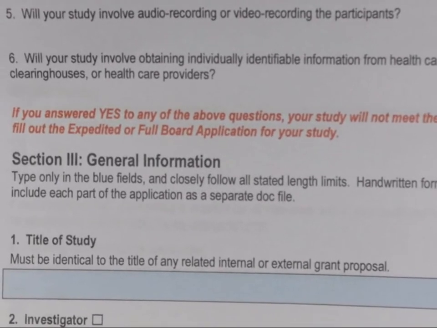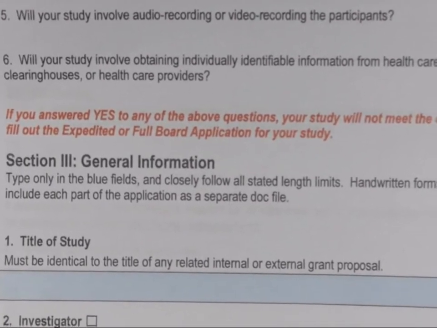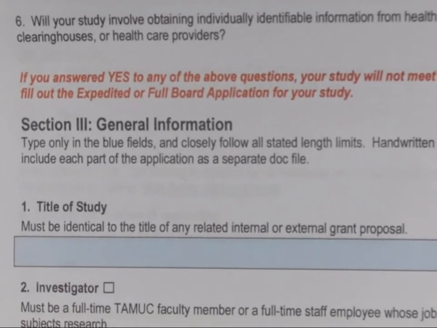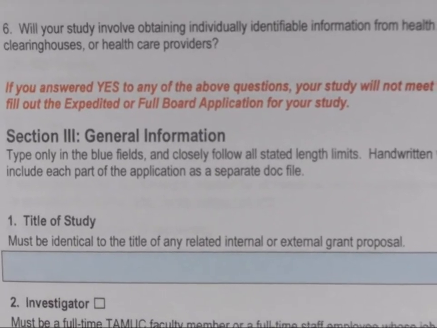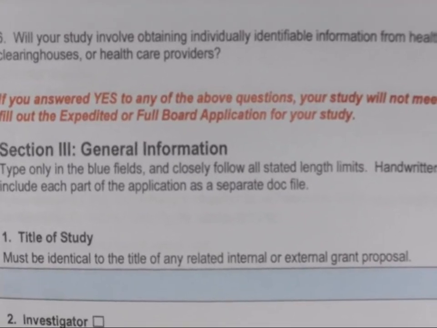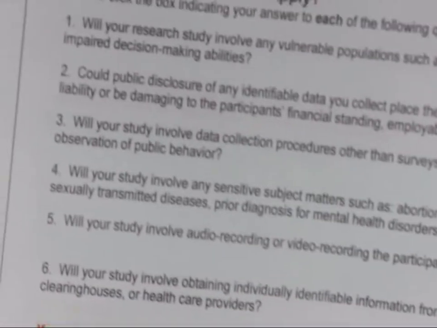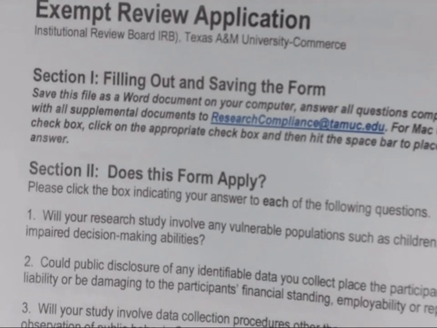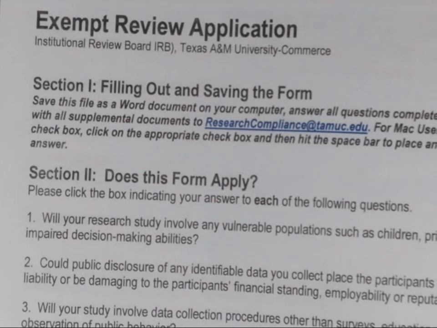The forms are actually very, very similar. So for instance, you see number 1 down here is the title of the study, number 2 is the investigator, and when I flip over to the other form, it's going to start the same way. It just doesn't have all those questions at the beginning because exempt is the only one where they go, okay, if it doesn't have any of this, then we'll throw you into the fast track, basically.